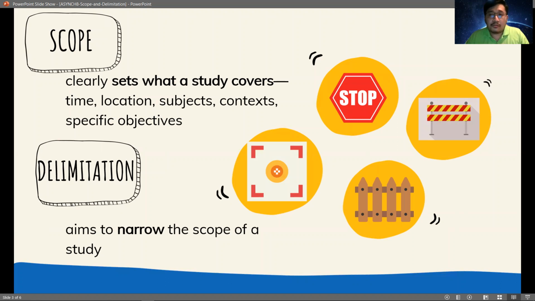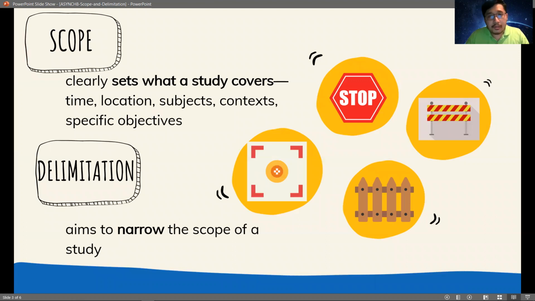So this includes the time of the study, when the study will take place. This will also involve the location or the locale of the study, or where the study will take place. This will also involve the subjects, or what we call the participants of the study. It will also include the context or the subject matter of the study, as well as the specific objectives of your study. Now, when we say the delimitation of your study, the aim of this is to narrow down the scope of your study.